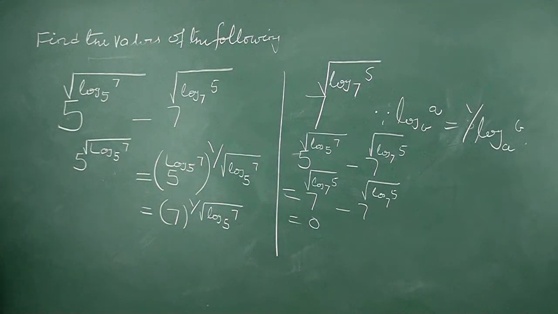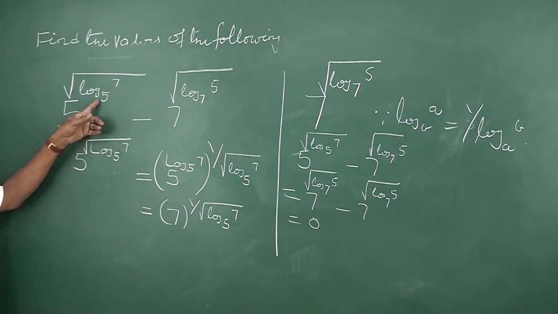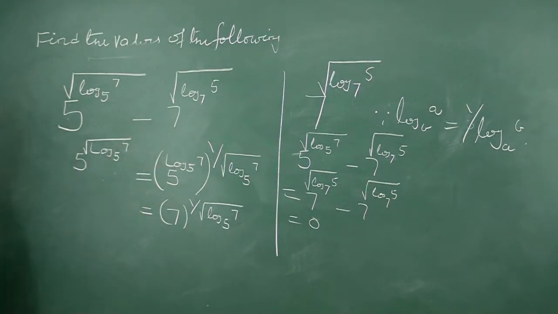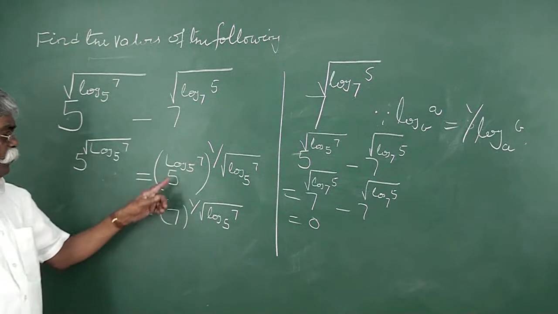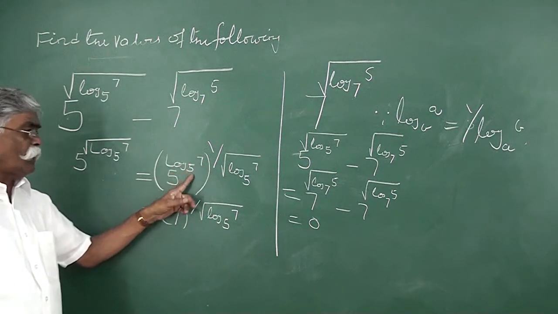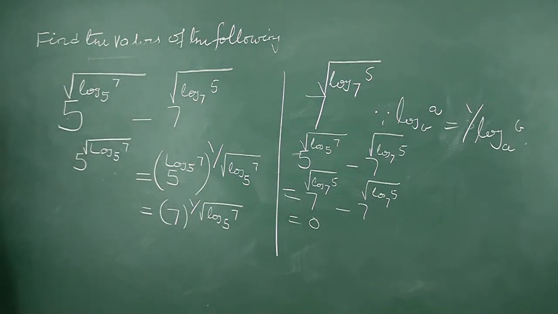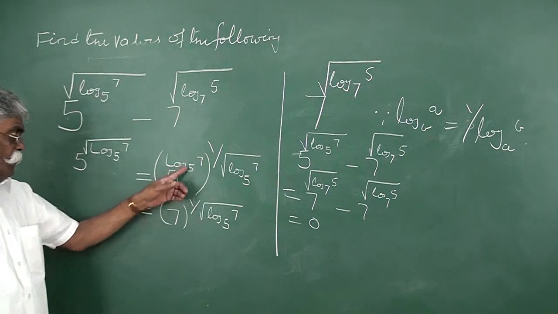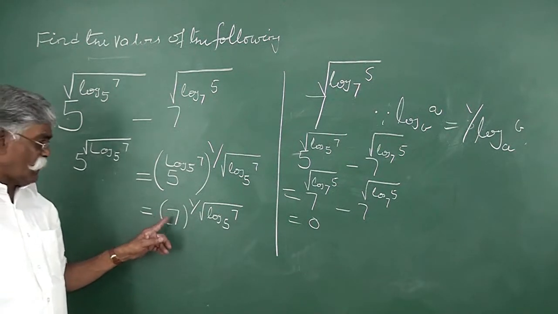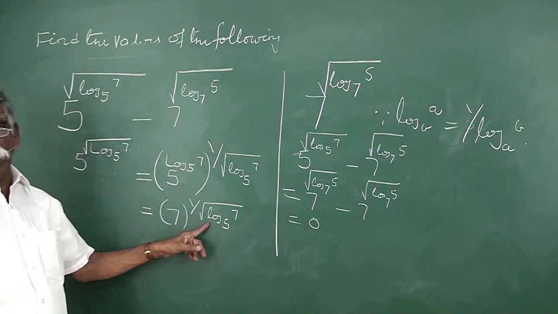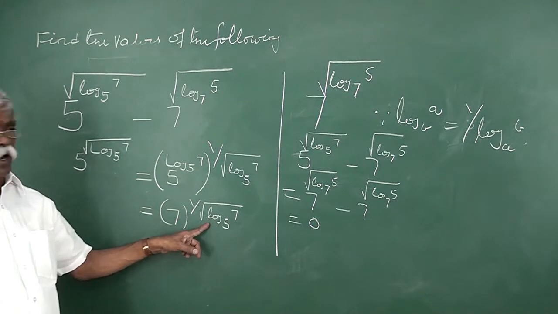So we are asked to find the value of 5 power square root of log 7 to the base 5 minus 7 power square root of log 5 to the base 7. And 5 power square root of log 7 to the base 5 can be written as 5 power log 7 to the base 5 to the power 1 by root of log 7 to the base 5. This value is 7, therefore 7 power 1 by square root of log 7 to the base 5.